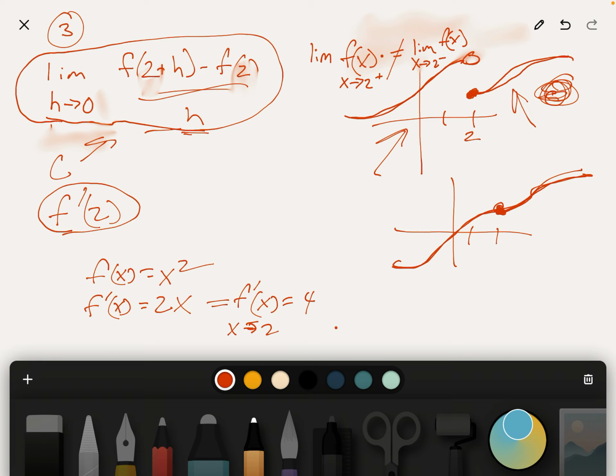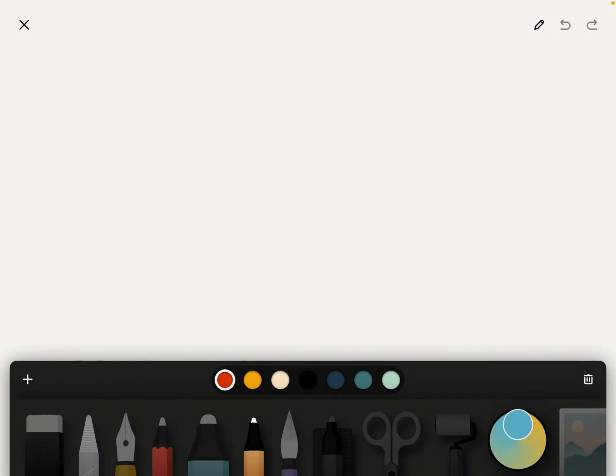Okay, so just a clarification. And finally, clarification number 3. Let me go to a new page. I made this big speech about this way of representing f prime of 2.